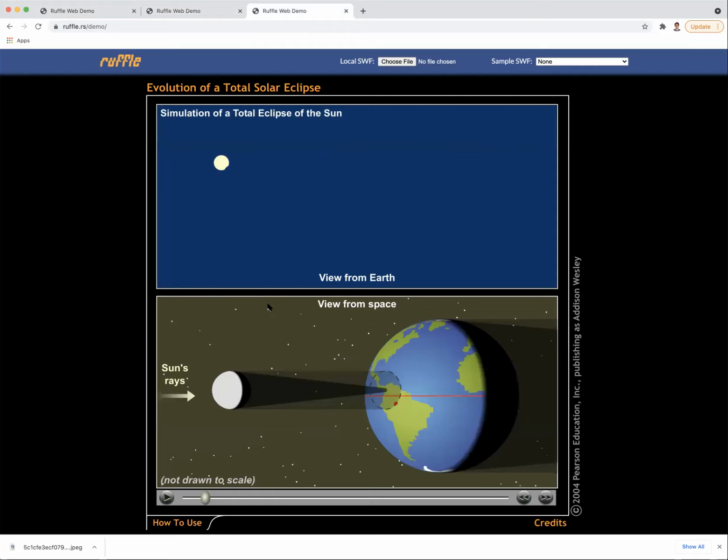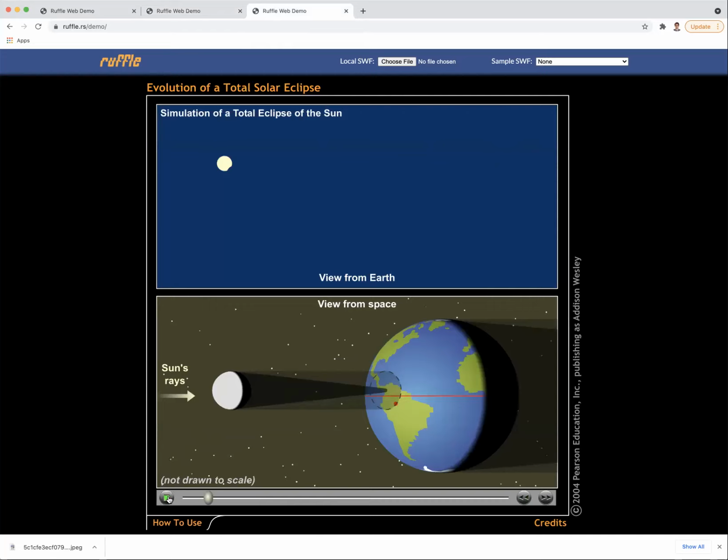The same is true for solar eclipses. When you have the shadow of the moon on Earth, and we saw it, we had one great one in the United States back in 2017.